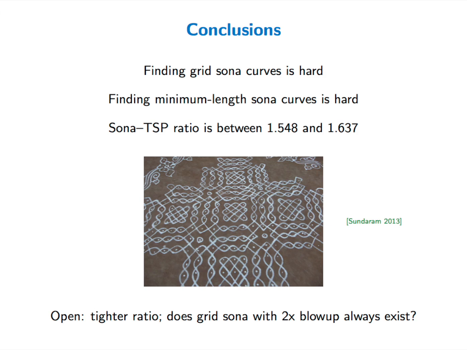Another open problem concerns grid Sona curves, which always exist when we blow up the grid by a factor of 3. What happens when we reduce the blow-up factor to 2? We leave these questions for future research.